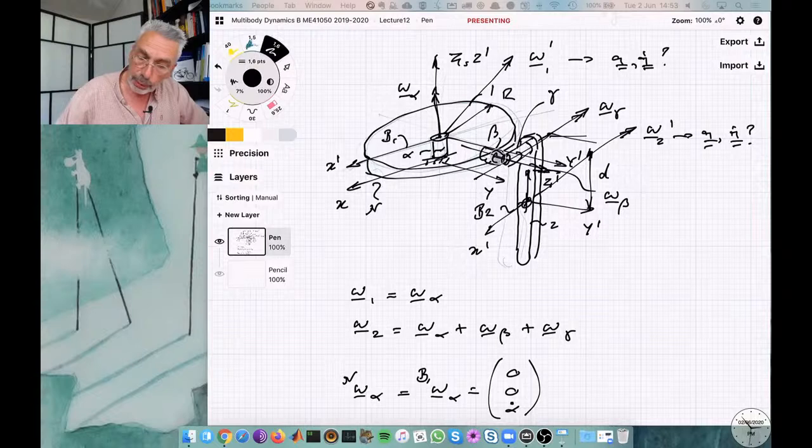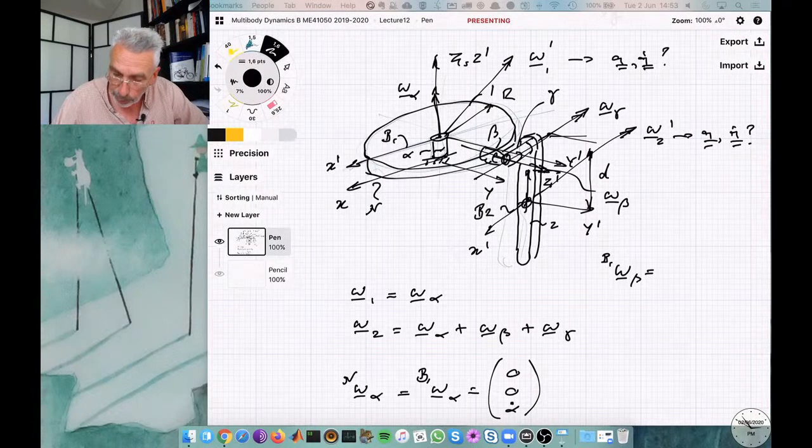Then about the beta, that's a bit more complex because that has to do also with this rotation. So what do we know about the omega beta? Well, we know that the omega beta, expressed in which coordinate system? In B1, is equal to, well, it's a rotation about the y-axis initially, right? So it's a 0 beta dot 0.